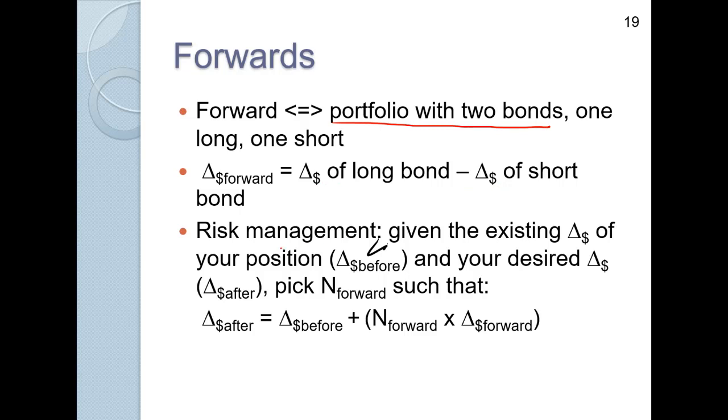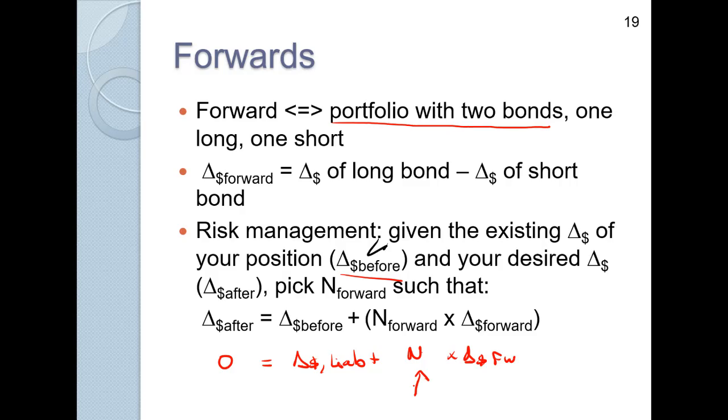If we're going to do risk management with a bond, then we use the existing delta dollar of our position, and this one we're going to call delta dollar before, and then we look at the delta that we want after, so that we can pick the number of forwards that we need. So here the delta dollar after, normally we want this to be equal to 0, and then we have the delta dollar before, so this would be the delta dollar of our liabilities plus n times the delta dollar of my forward. So here I would solve the equation for n.